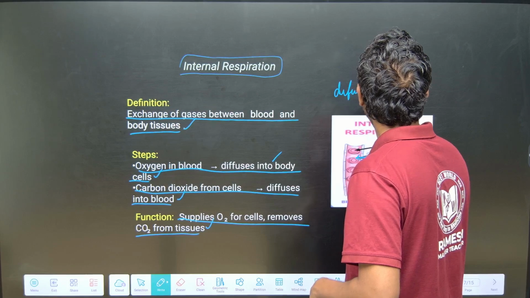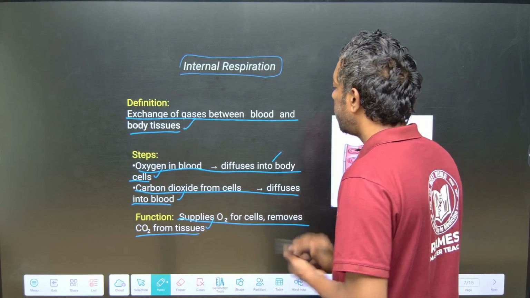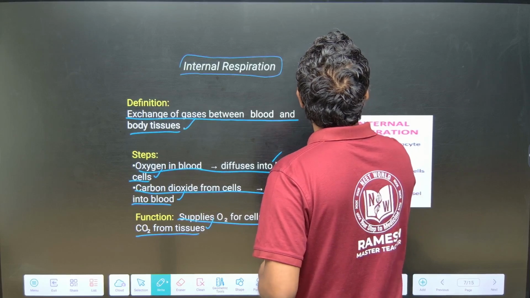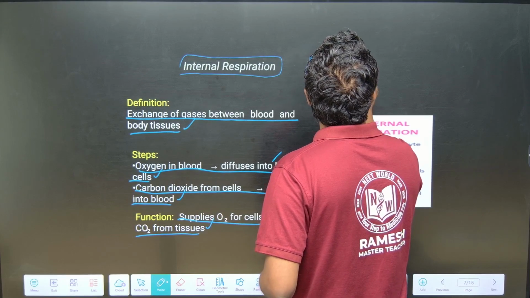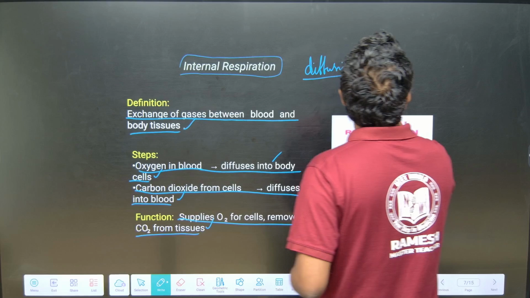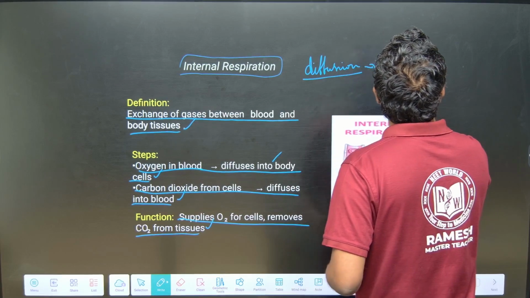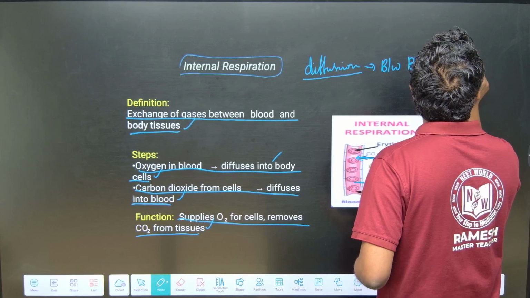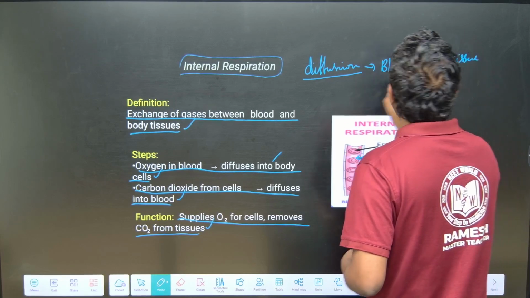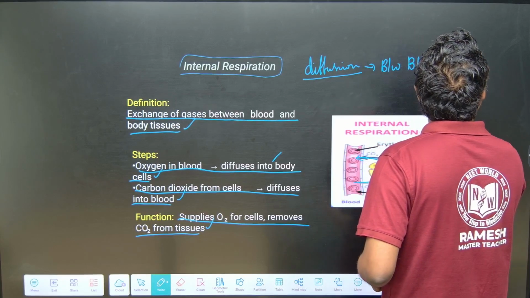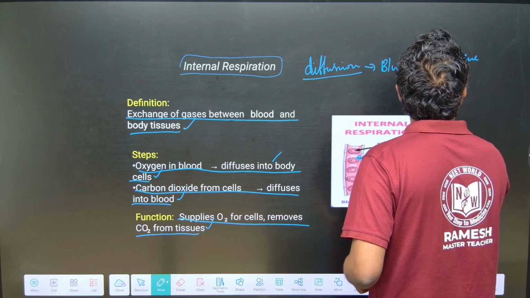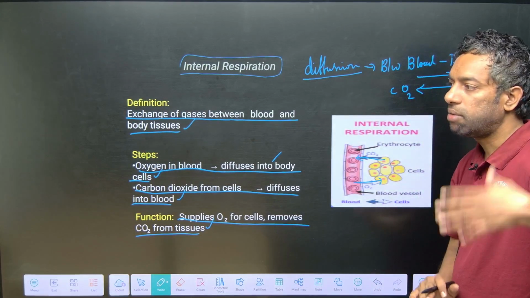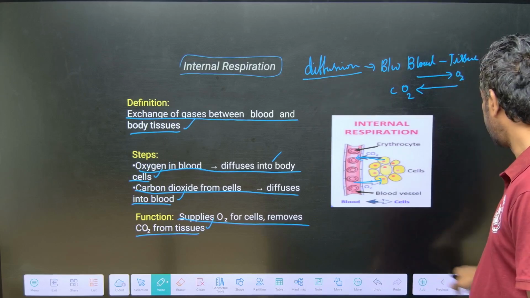Diffusion between blood vessel and tissue. Oxygen reaches the tissue from the blood, and carbon dioxide reaches the blood from the tissue. This is about internal respiration.